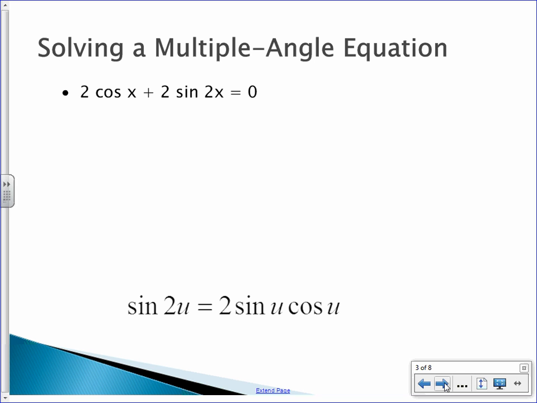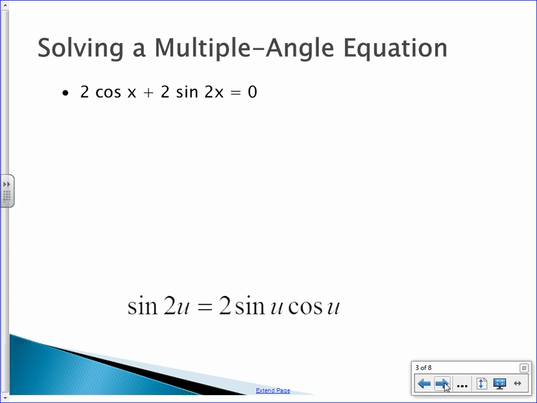There will be times where you will need to use them to solve an equation. If you notice this equation, it's set to 0. That's great. There's nothing in common to factor, is there? I believe there's a 2. That's not going to help us very much, is it?